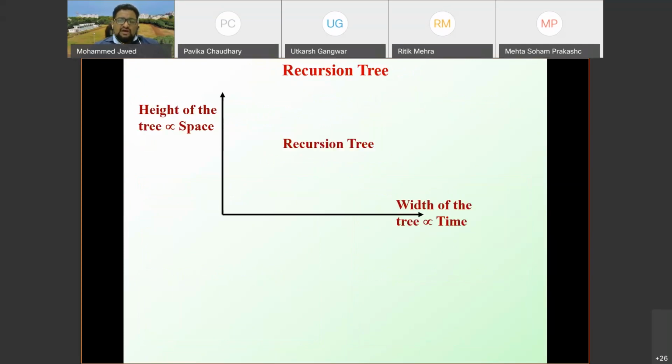And now let us analyze the recursion tree, right? We know that whenever there is a recursive problem, it would generate a recursion tree. And what is the meaning of the recursion tree? In the recursion tree, the width of the tree is proportional to the time. As the width of the tree increases, the time complexity increases. On the other hand, if the height of the tree increases, then the space complexity increases. So this analysis is very, very important in the case of recursion.